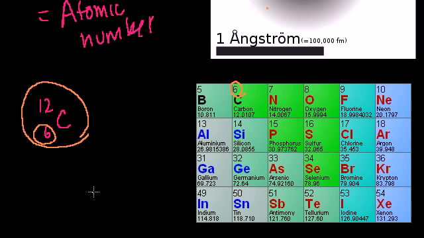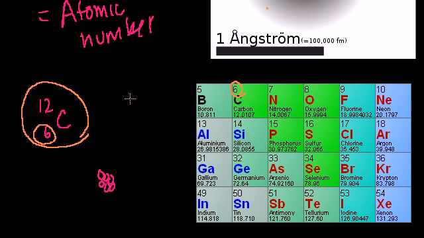If I were to draw a little model here, and this is in no way an accurate model, I would draw 6 protons in the center: 1, 2, 3, 4, 5, 6. The weight of these protons, each proton is 1 atomic mass unit, and we'll talk more about how that relates to kilograms.